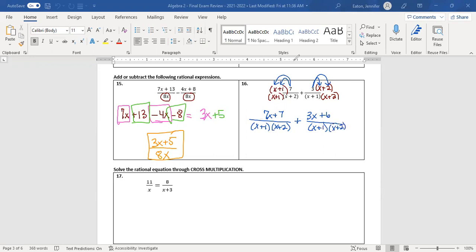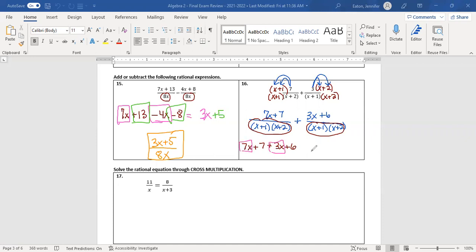So now we have a common denominator. These are the same. This matches this, they match. So now we can just add the top. So we would say 7x plus 7 plus 3x plus 6. Notice we didn't have to change the signs on the second equation because it was a plus sign, not a minus sign. So we're going to collect those like terms here.